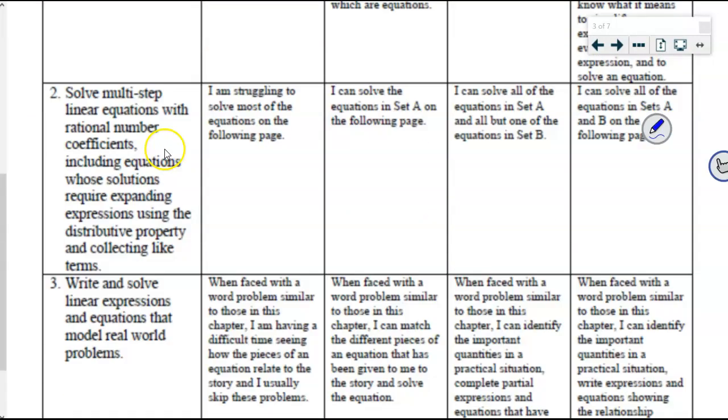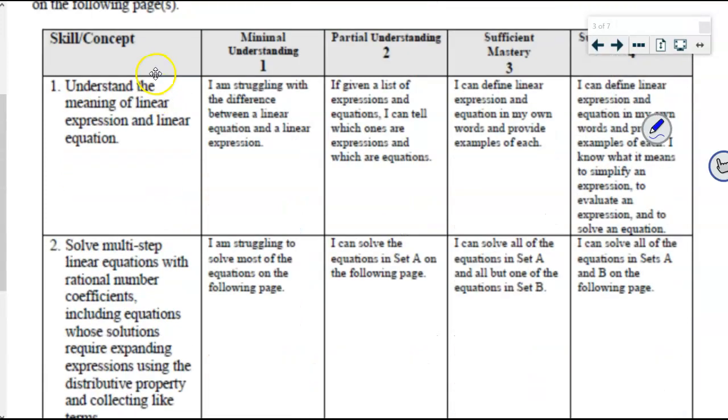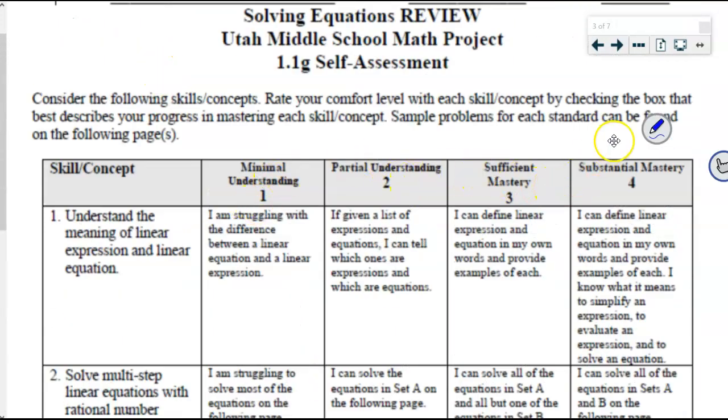So there are 3 different categories, 3 different sections, and you're going to rate yourself a 1, 2, 3, or 4. 1, minimal understanding, 4, substantial mastery. So the first skill or concept that we're trying to rate ourselves on is understanding the meaning of a linear expression and a linear equation. I'm struggling with the difference between a linear equation and a linear expression.